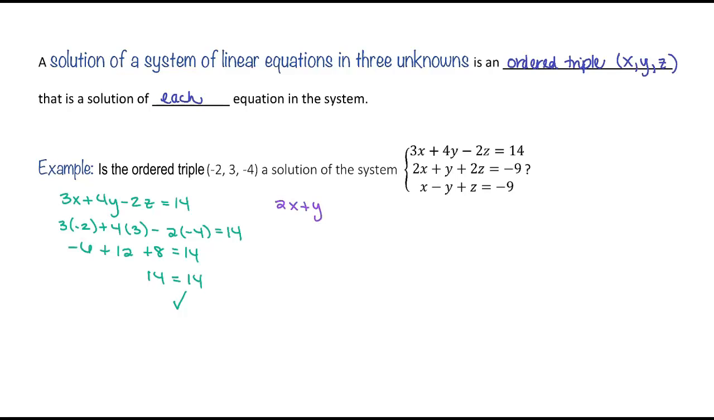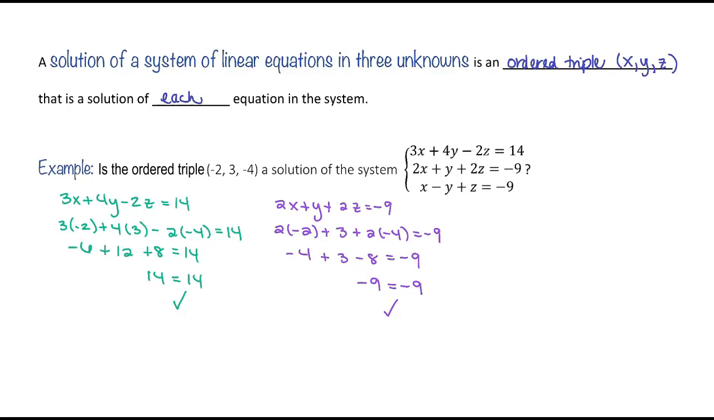2x plus y plus 2z equals -9. We'll substitute -2 for x, 3 for y, and -4 for z. That gives us 2 times -2 plus 3 plus 2 times -4 equals -9. Multiplying, we have -4 plus 3 minus 8 equals -9, or -9 equals -9. That's also a true statement, so this ordered triple is a solution to the second equation.